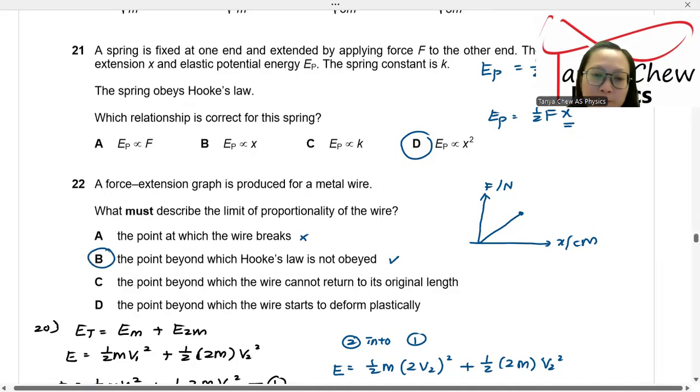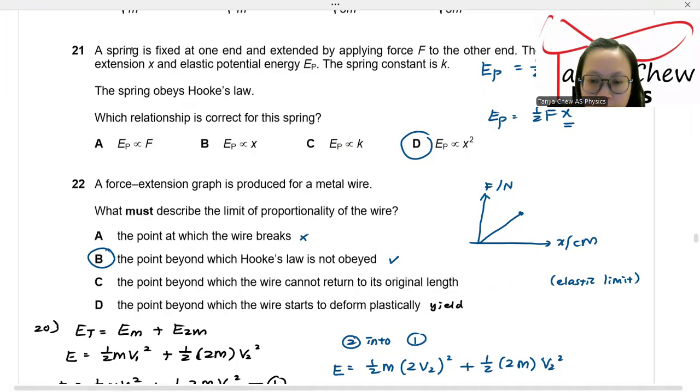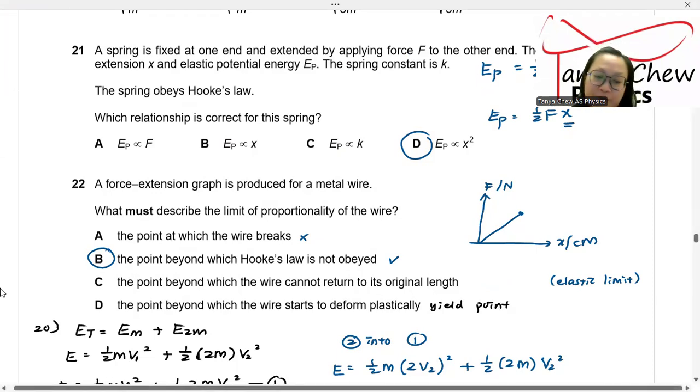Let us look at C. The point beyond which the wire cannot return to its original length. This is called yield point or elastic limit. Elastic limit is the point which, if exceeded, the object would not return to its original dimension. Yield point is the point where plastic deformation starts. D, the point beyond which the wire starts to deform plastically. This is called yield point. This is the better definition of yield point. So I just put a yield point here.